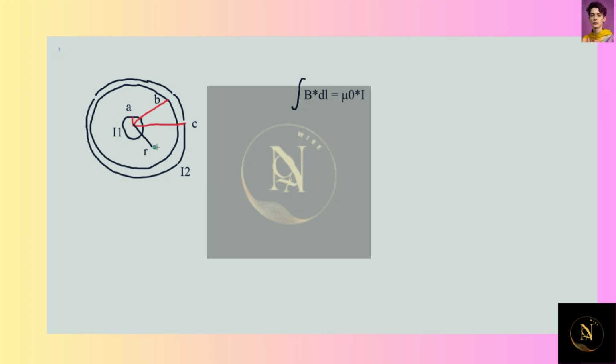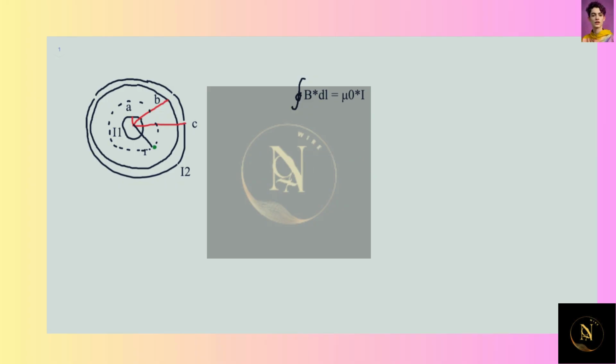To calculate this, we're going to use the fact that the integral of the magnetic field is going to be equal to mu naught times the current enclosed. This I here represents the current enclosed by this line integral. There really should be a little circle here to indicate that this is a line integral around a circle. If we draw a circular line around here, the current enclosed is going to be I1 at this point R. So we can use this to solve for B.